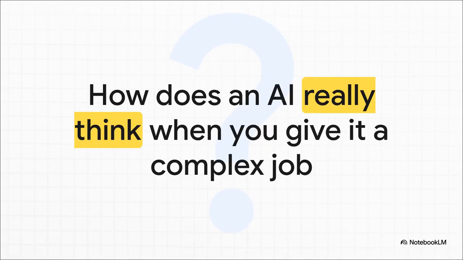So have you ever really stopped to think about what's going on under the hood? When you give an AI a really complex job like, hey, go research this topic and then write me a report, I mean, it feels like magic, right? But it's not. It's actually a very structured process, almost like a mental model. So the real question is, what does that model look like?